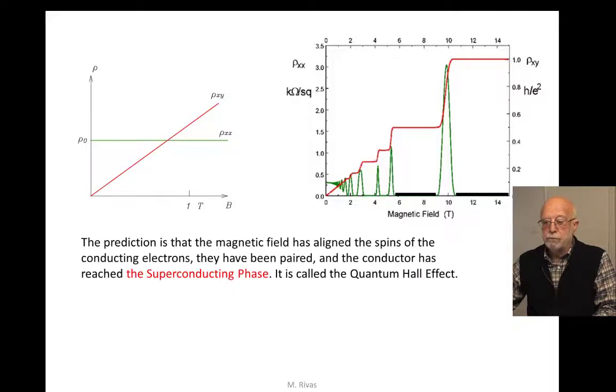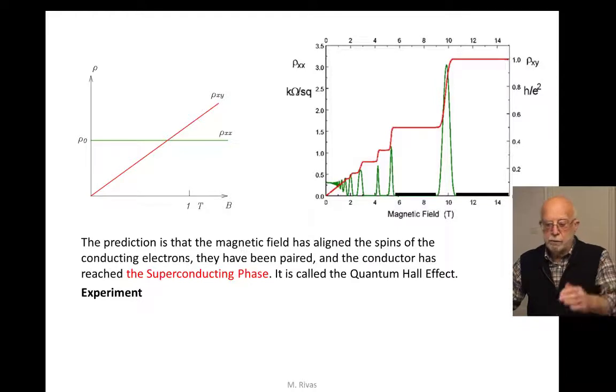Now, our interpretation is that in those regions where the rho XY is constant, this external magnetic field has produced the pairing of the conducting electrons. And the conductor has reached the superconducting phase. This effect is called the integer quantum Hall effect, and we propose the following experiment.